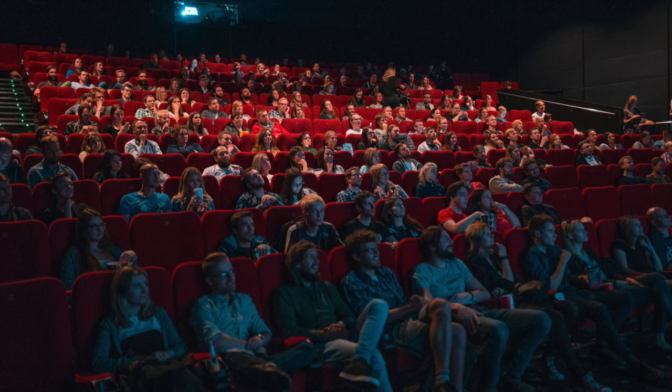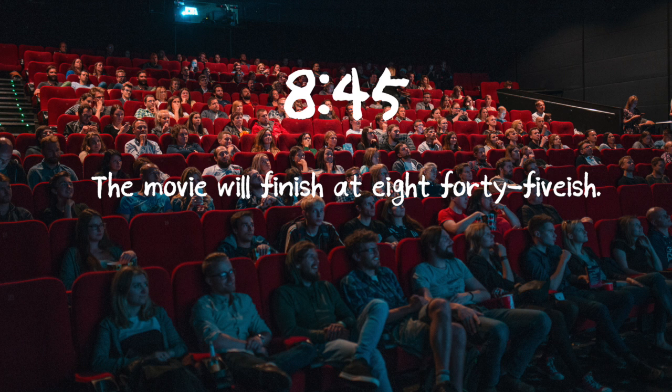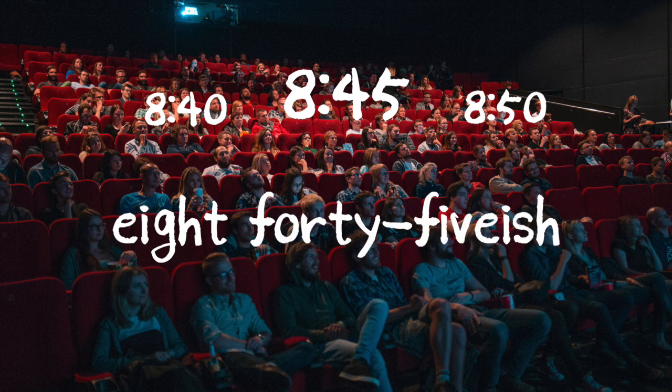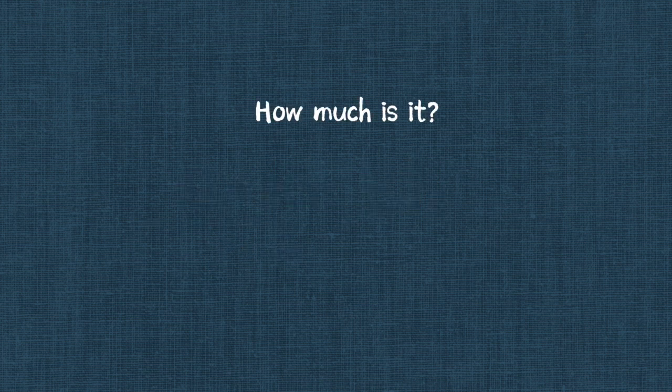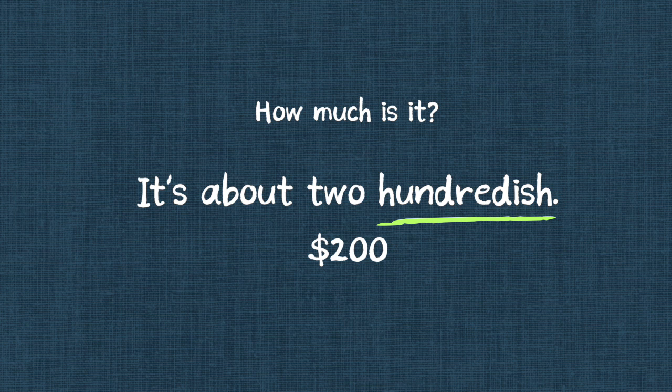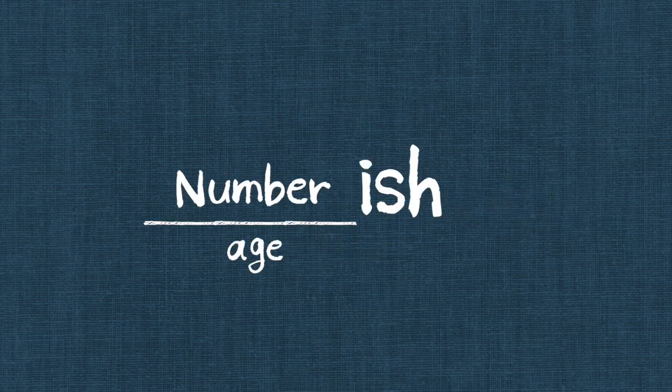Another example, the movie will finish at 8:45-ish. So 8:45, 8:50, 8:40, sometime around 8:45. 8:45-ish. You can also use this when talking about prices. How much is it? It's about 200-ish, about $200. Or we can use ish when describing someone's age. How old is he? He is 50-ish years old.